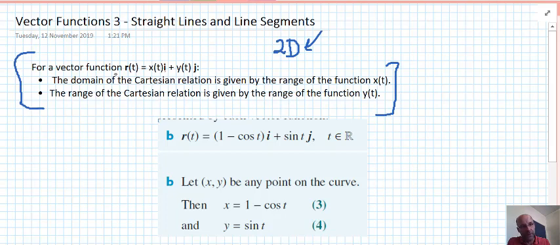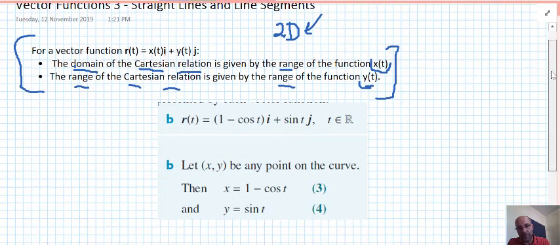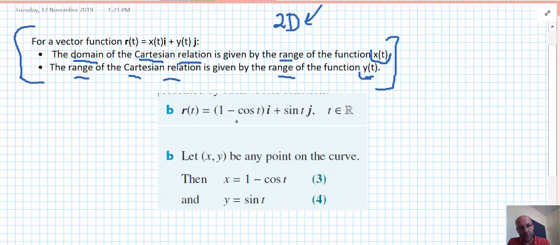For a vector function r of t equals x of t i plus y of t j, the domain of the Cartesian relation or function that comes from that is given by the range of x of t. The range of the Cartesian relationship is given by the range of y of t. So for an example, if we have 1 minus cos t i plus sine t j for our r of t, we need to generate equations 3 and 4, which were shown in previous videos.